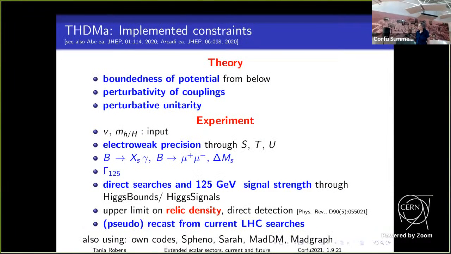Again, the bounds are similar to what I discussed before. What is important now is that you also get bounds from B physics, of course, and, like in the IDM, from dark matter constraints, so relic density and direct detection. I did a small pseudo-recast from current LHC searches, and these are the codes which I used in addition to the ones I already mentioned in the introduction.